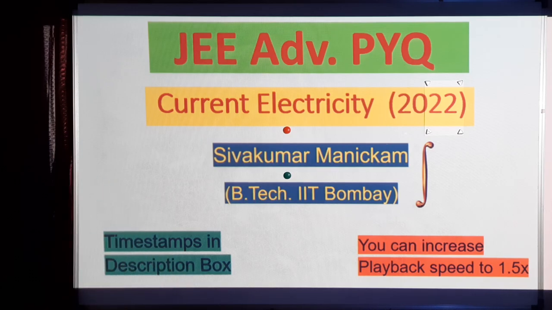In this video, I will discuss a JEE Advanced PYQ from the topic Current Electricity. This question is based on series and parallel combination of resistors, and power dissipated in the resistance is V into I, which is equal to I square R using Ohm's law, V equal to I into R, and also equal to V square by R.